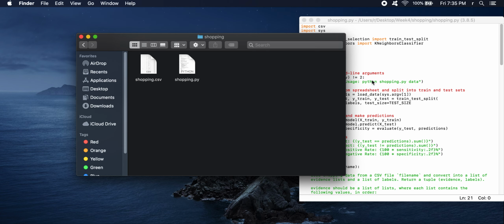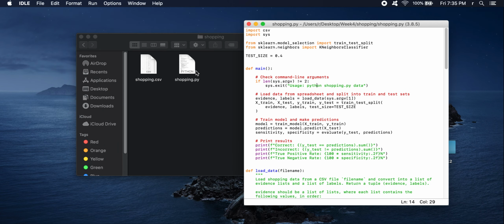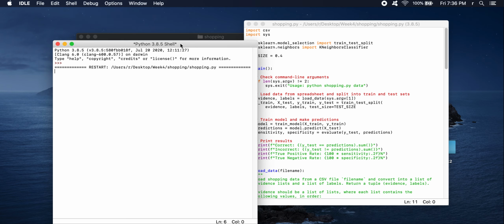So this Python file, shopping.py, is used to separate that CSV data into a model group and a test group. The model group is used to train the AI model using the k nearest neighbors classifier, k being 1 in this particular instance, and then the test group is used to see if that model applies well to new data. So let's just run this and take a quick look at what the results look like.